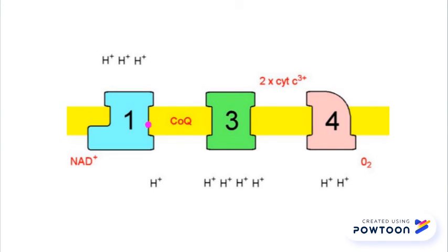These protons go down their concentration gradient, which means they do not need energy to be pumped through. A higher concentration of protons outside the inner membrane of the mitochondria than inside the membrane is the driving force behind ATP synthesis.